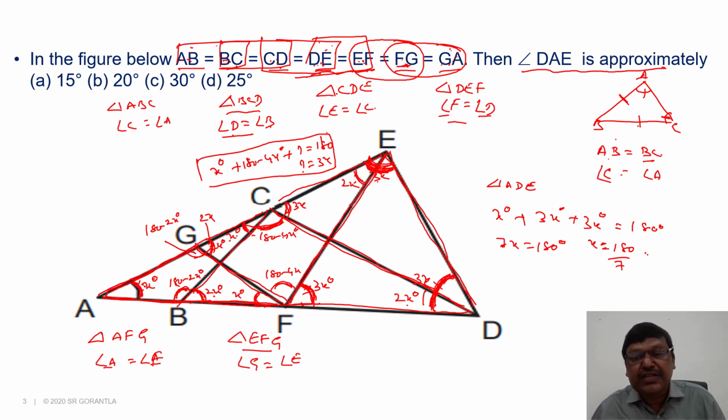It is more than 25, less than 27, 26 means, the question is asking approximately. It is closer to 26 than 25, but 26 is not among the options, only 25 is there. So we'll go for it. It is 25 degrees approximately. 7 times 25 is 175. You get 25.7 degrees. 25.7 means the nearest answer is 25 degrees. So hence my answer is choice D, that is 25 degrees.